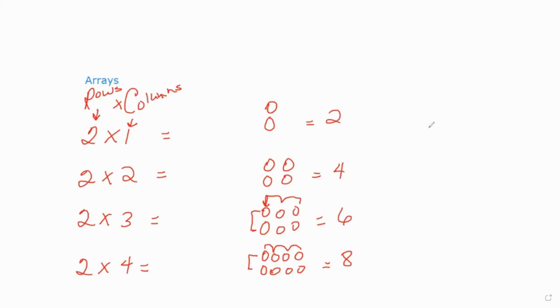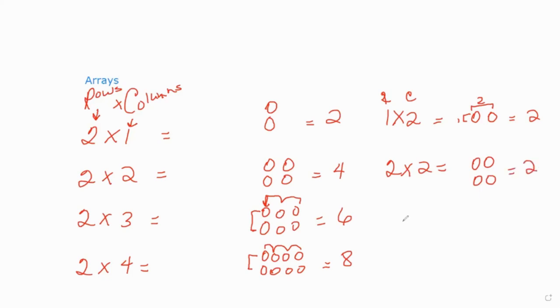So let me show you. Instead of saying 2 times 1, let's say 1 times 2. Remember, this is the row and this is the column. So let's draw it out. So you have 1 row and you have 2 columns. You see, this is the row, that's 1, and this is the column, that's 2. And 1 times 2, when you multiply, you get 2. And then you can say 2 times 2, this will give you the same, okay? This will give you the same because you have a 2 by 2.